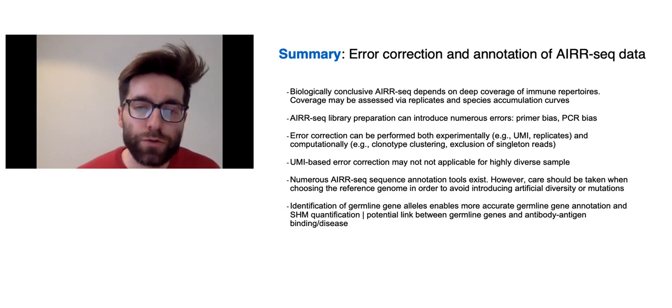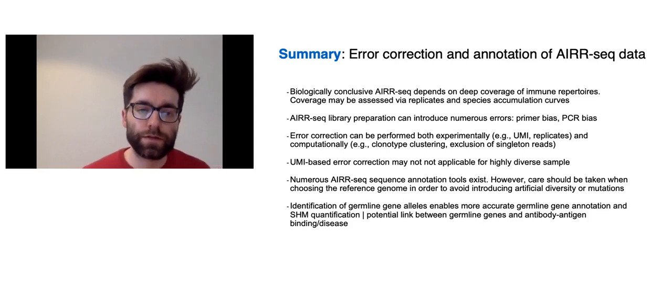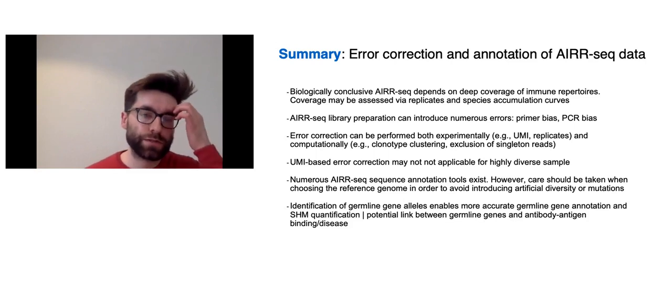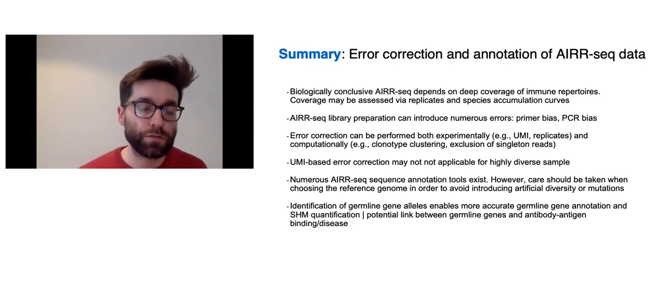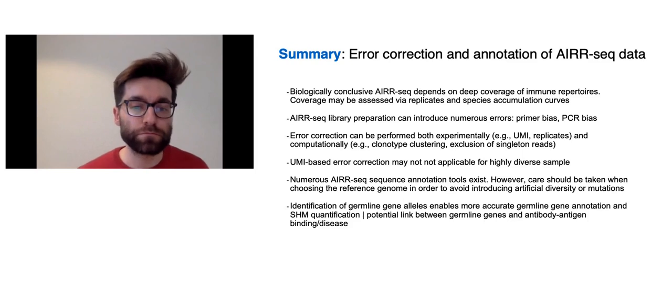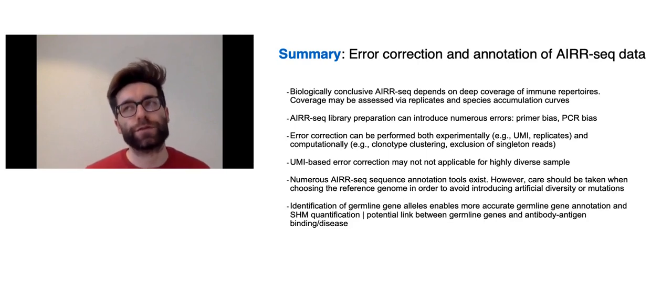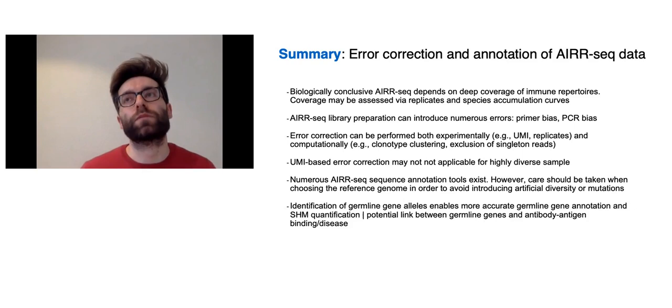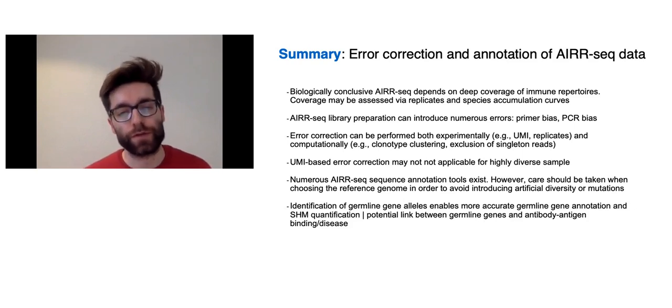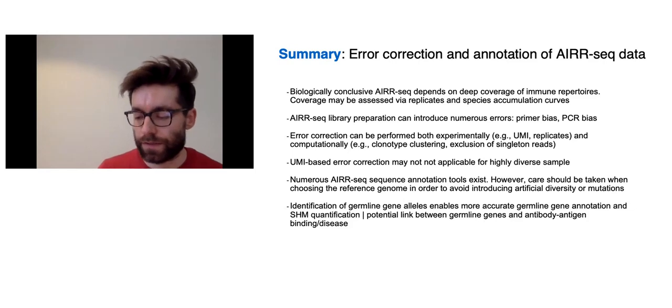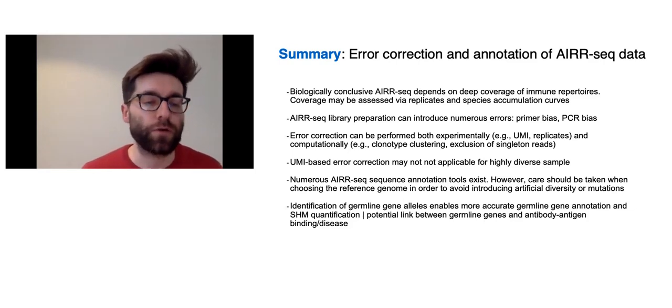There exist numerous annotation tools, but care should be taken when choosing the reference genome, especially when you look at somatic hypermutations with regard to the polymorphisms. And as I said, I think a very hot topic in the future will be finding more about the functional significance, the diversity of polymorphisms and alleles in adaptive immunity, and how they vary across ethnicities, and how they're implicated in disease, and how we can use them also to make better vaccines, for example.